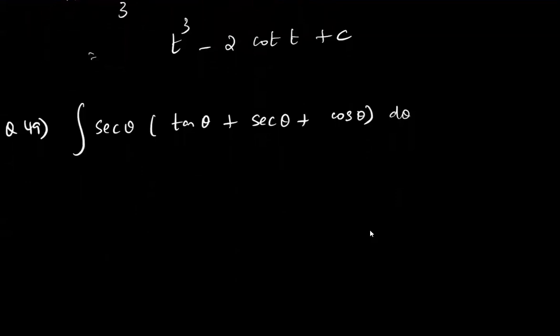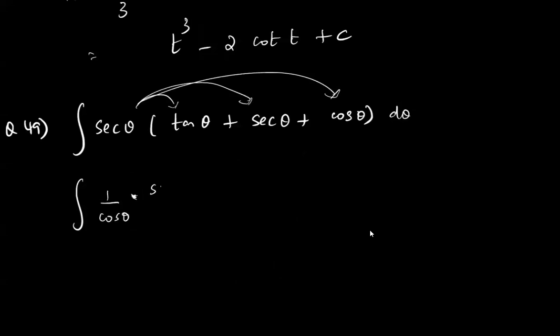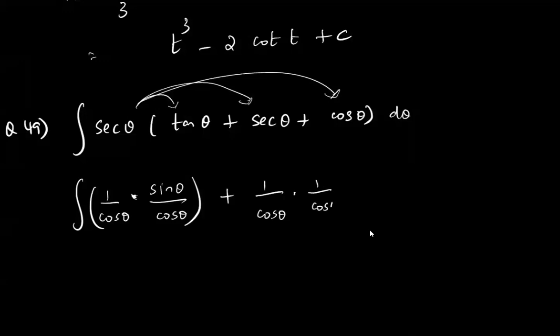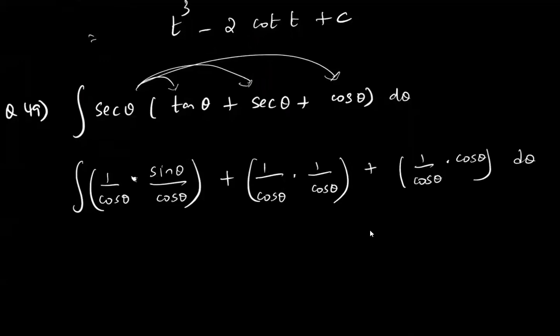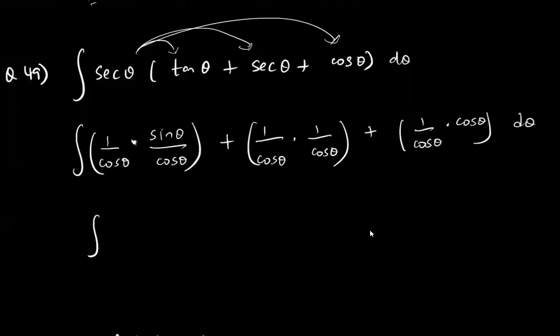Okay, here what I'm going to do is distribute first. So when I distribute, secant times tangent, okay, let's rewrite everything. Secant can be written as 1 over cosine. Tangent can be written as sine over cosine. So this is your first term, plus 1 over cosine times 1 over cosine, plus 1 over cosine times cosine.